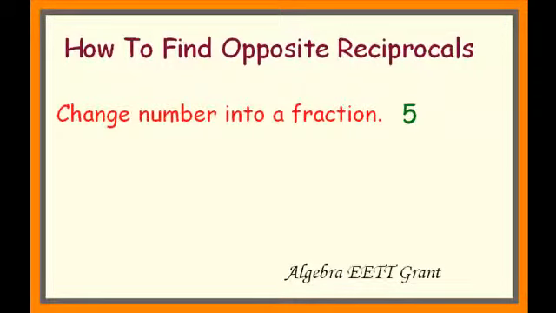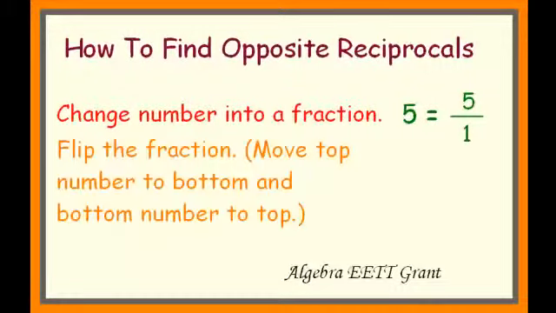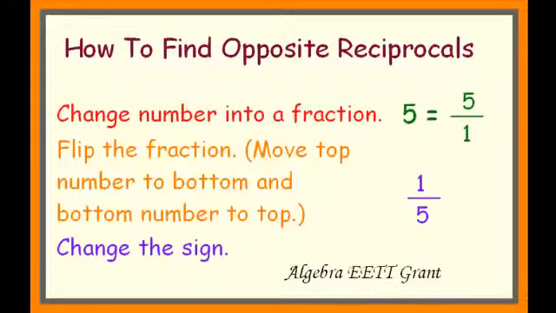Well, the first thing we're going to do is change it into a fraction, which means 5, well, that's 5 over 1. Now we flip the fraction, or we do its reciprocal. So instead of writing 5 over 1, we write 1/5. The next thing we do is we change the sign. We do its opposite. It is the opposite reciprocal. So 1/5, if we change its sign, that's going to be negative. So the opposite reciprocal of 5 is -1/5.